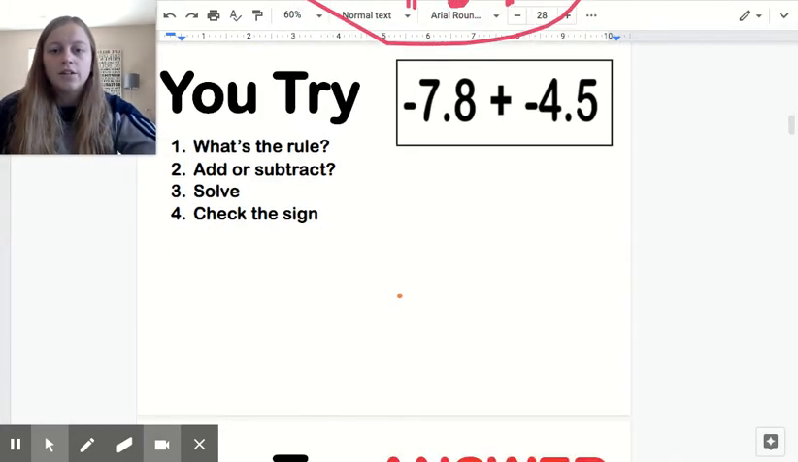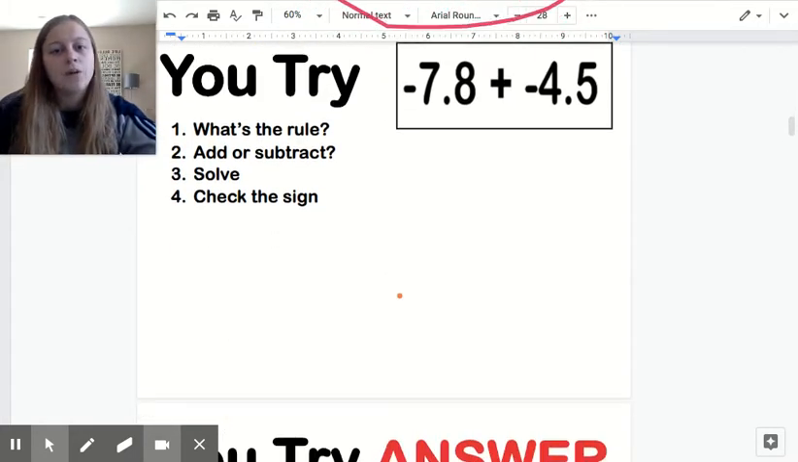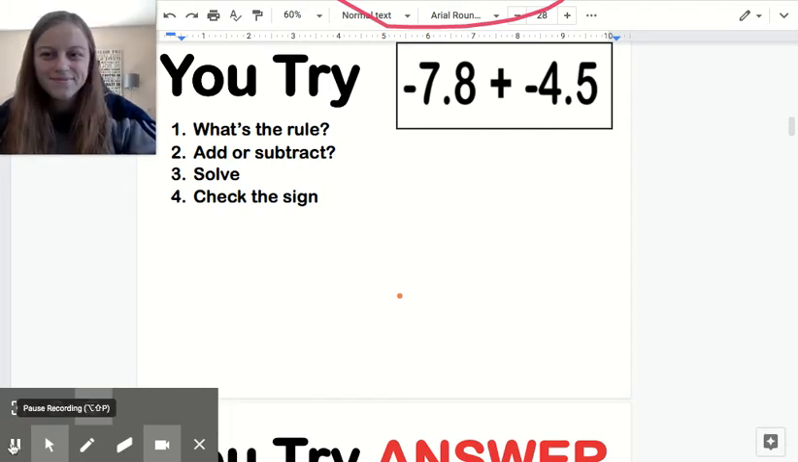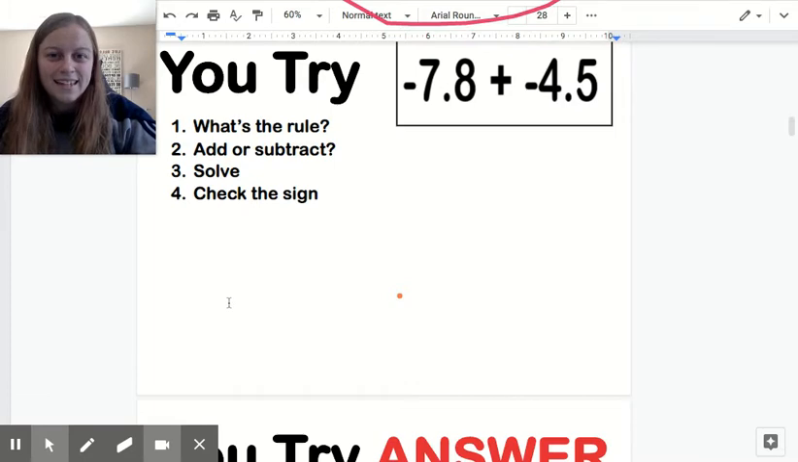So you are going to try this one here, negative 7.8 plus negative 4.5. We'll pause the video while you try it in your notebook. All right, so let's go ahead and check that answer.